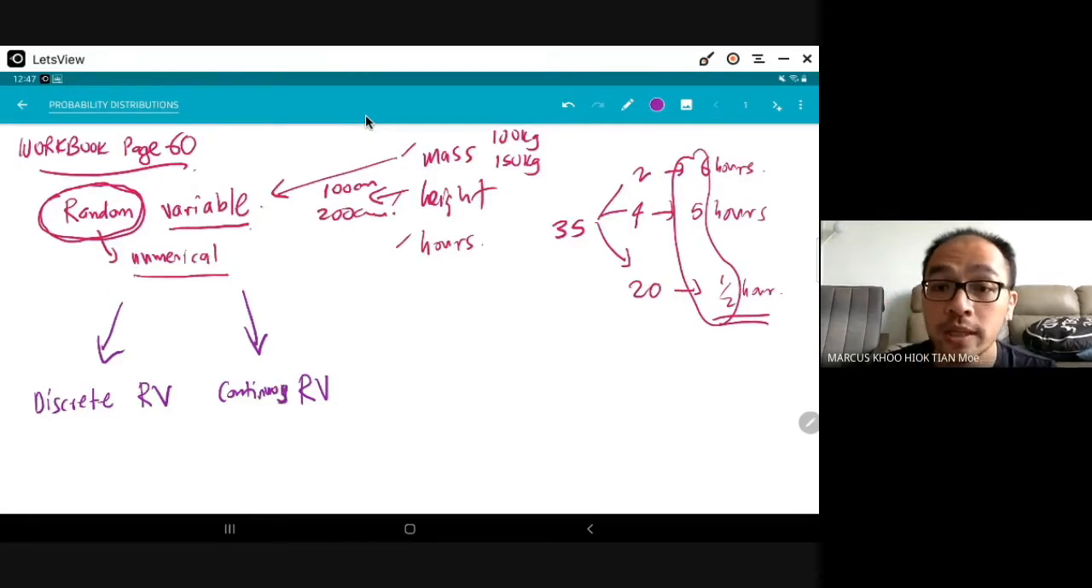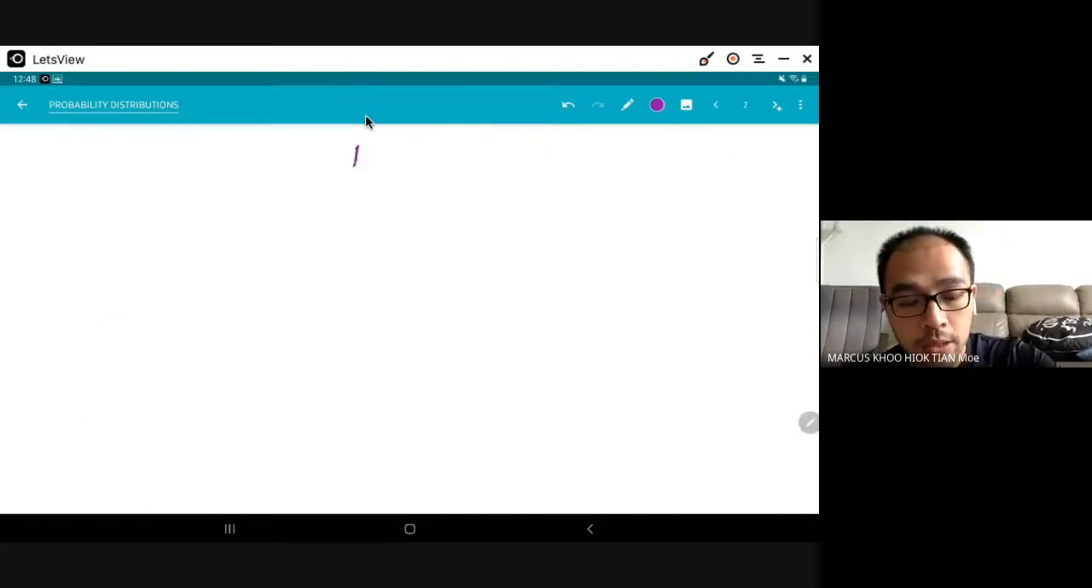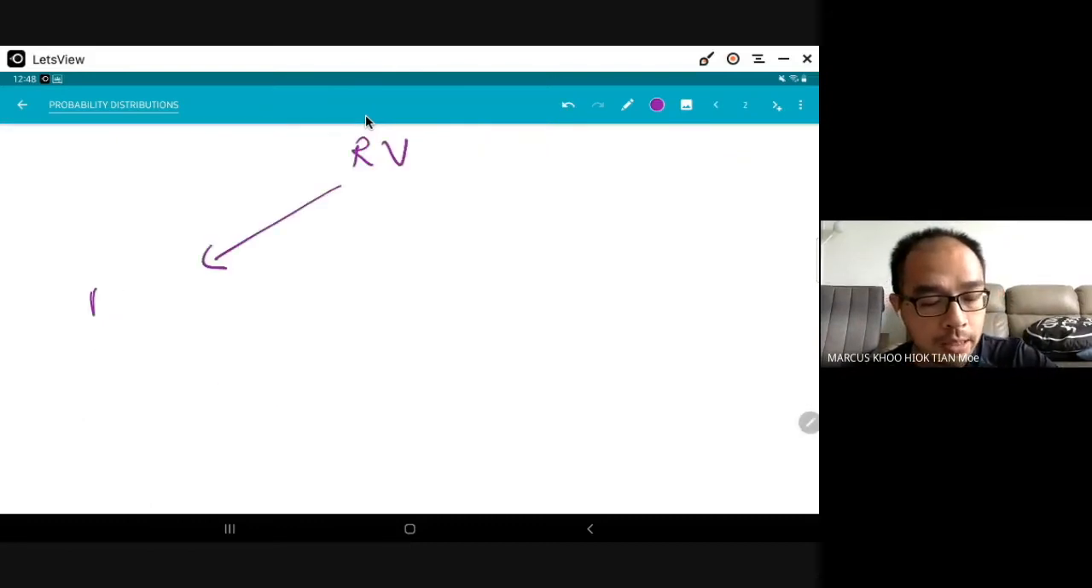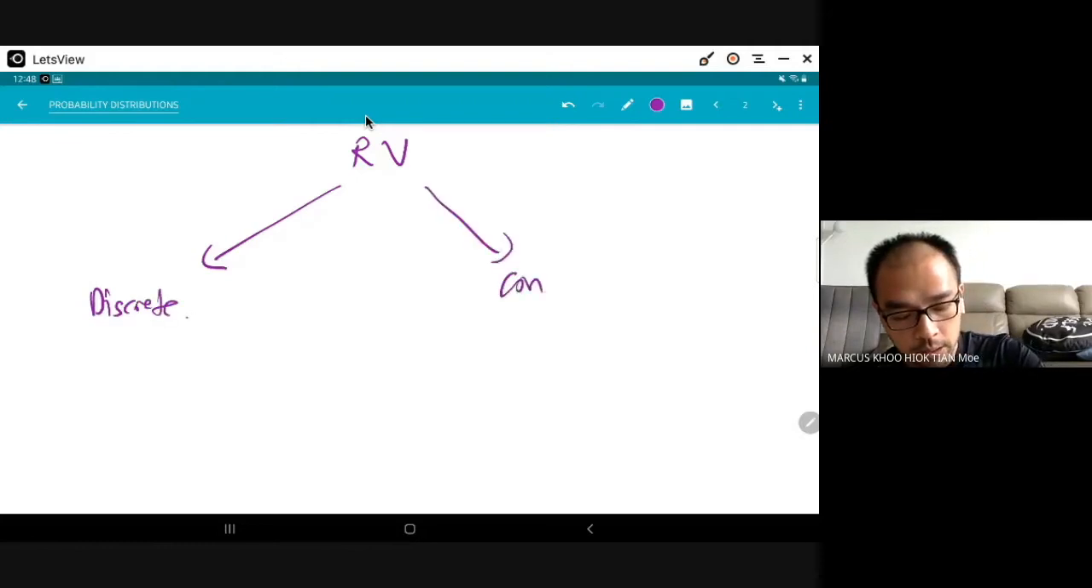Okay, continuous random variables. This particular chapter talks about both types of random variables: how to get the probability of a discrete random variable, and the other method, how to get the probability of a continuous random variable. So there are two types of random variables. One is discrete, and the other one is continuous.